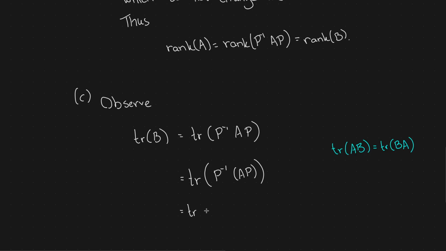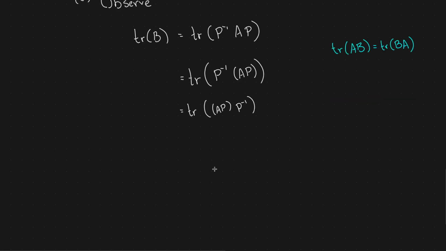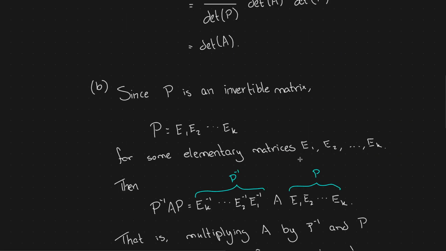So I'm going to get trace of, I'll put the AP first, and then the P inverse after. But that's just trace of A times P times P inverse. And P times P inverse is just the identity matrix, so I just get trace of matrix A. Okay? All right.